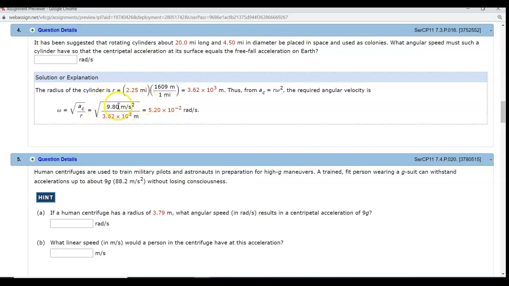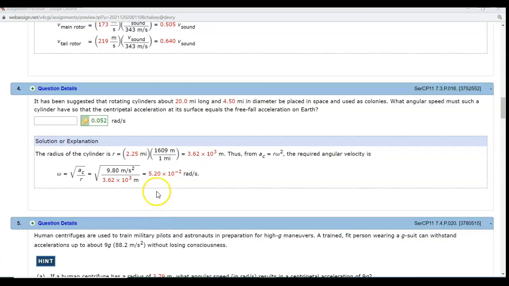9.8 divided by this, and then we take the square root of that, and that gives us our radians per second. And then to enter that for our answer, we take this and move the decimal point 2 places, so it's 0.052.